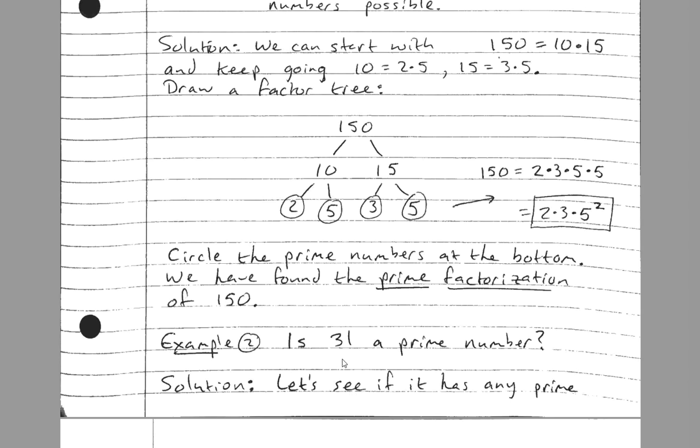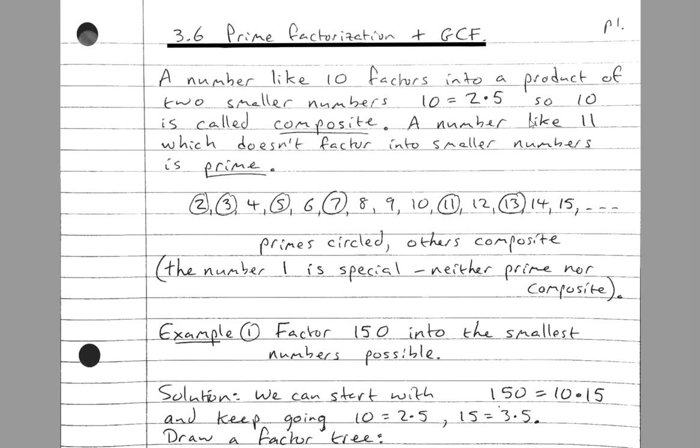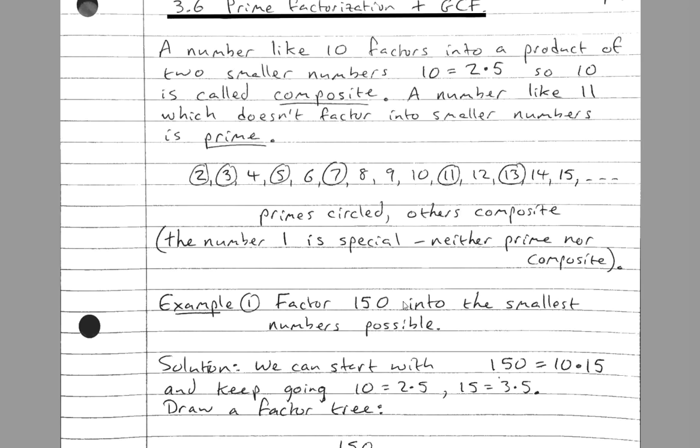Okay, another example. Is 31 a prime number? Maybe you know that it's prime already, but how would you check? Well, let's see if it has any factors. Remember, a number is prime if it doesn't factor into smaller numbers. So you could start checking. Is 2 a factor? Is 3 a factor? How about 5, 7, 11?